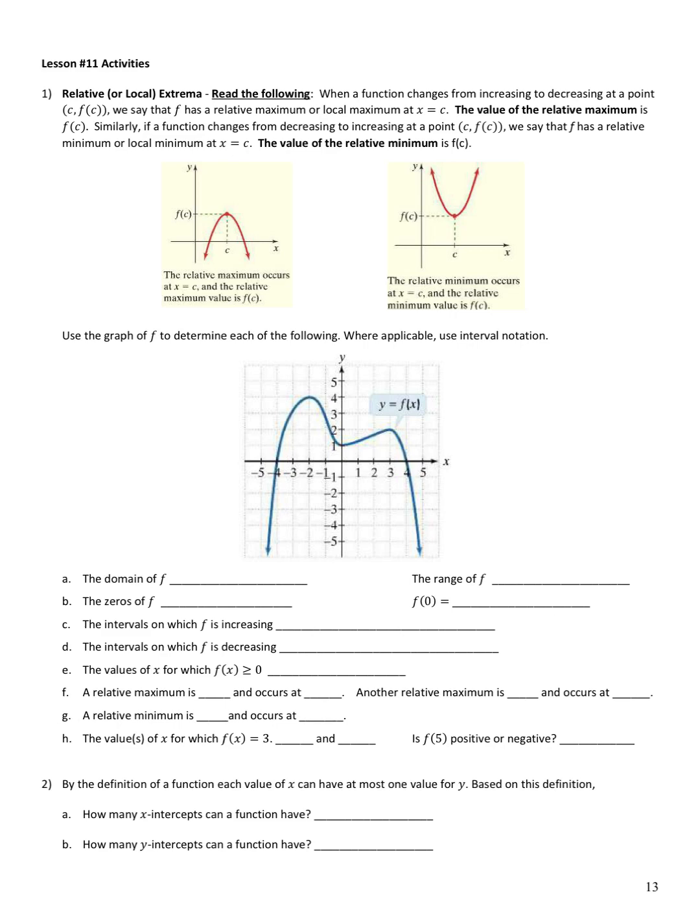These are the activities for College Algebra Lesson 11. We start with the concept of relative, sometimes called local extrema. So when a function changes from increasing to decreasing at a point c, f of c, we say that f has a relative maximum or a local maximum at x equals c. The value of the maximum is f of c.